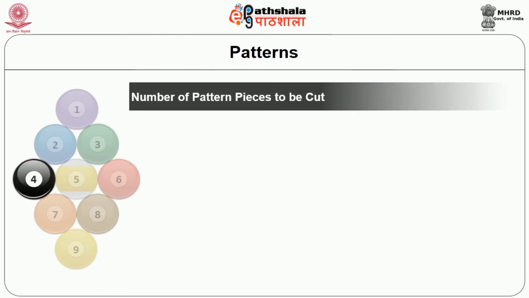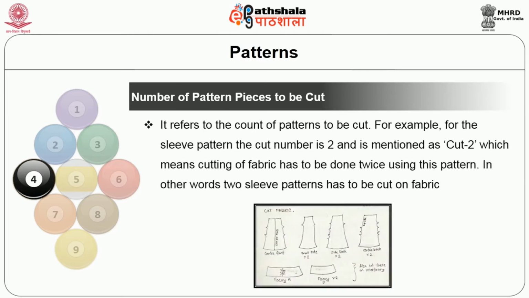Number 4, the number of pattern pieces to be cut is also mentioned. It refers to the count of the patterns to be cut. For example, for the sleeve pattern, the cut number is 2 and is mentioned as cut 2, which means cutting of fabric has to be done twice using this pattern. In other words, 2 sleeve patterns have to be cut on the fabric.